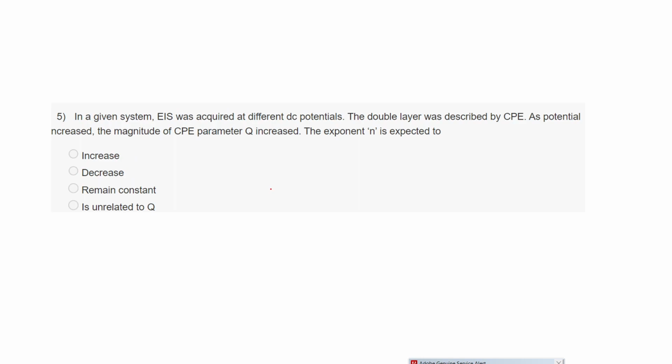In the given system, EIS was acquired at different DC potentials. The double layer behavior is represented by CPE. As potential increased, the magnitude of CPE parameter Q increased. What is the exponent n expected to do? Decrease. Yeah, it decreases. That's based on the formula.